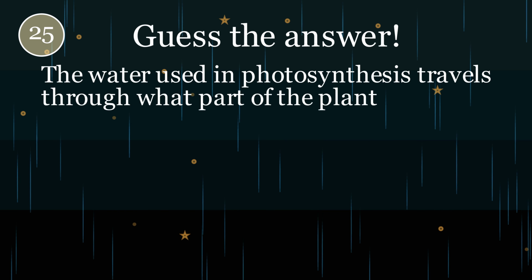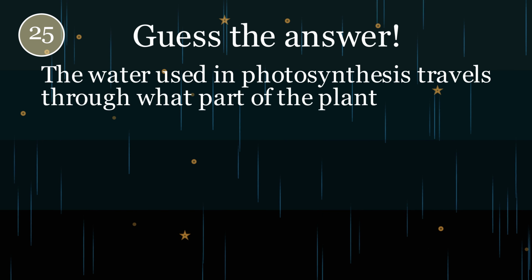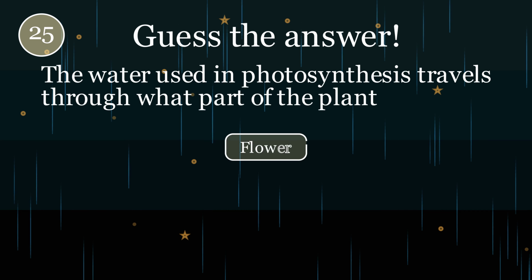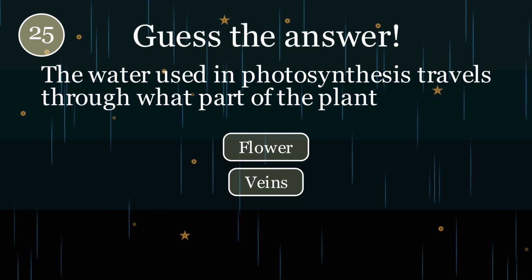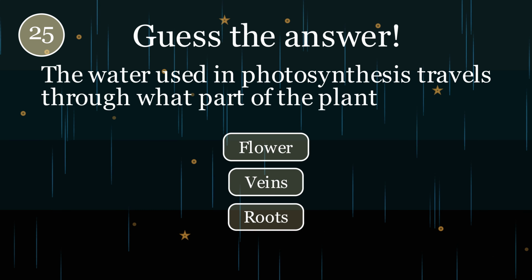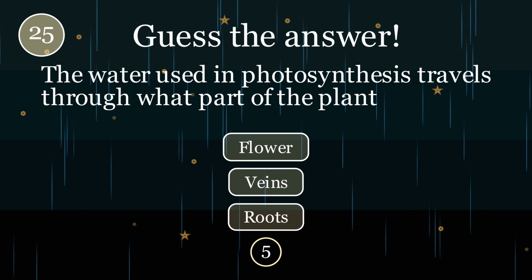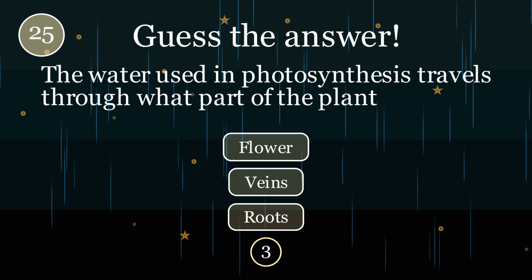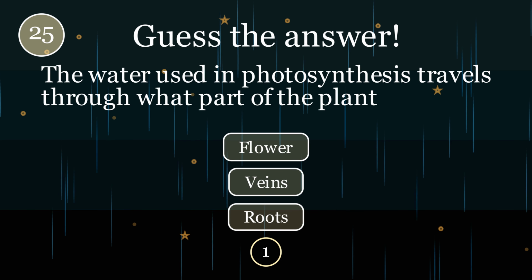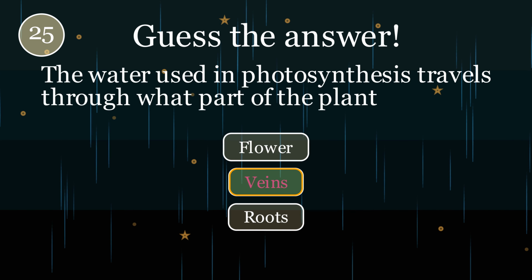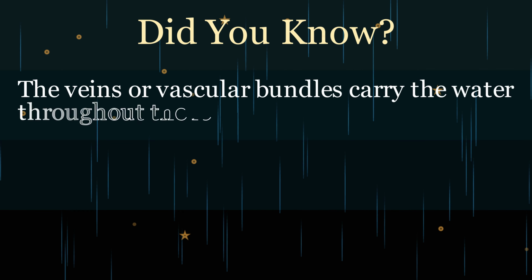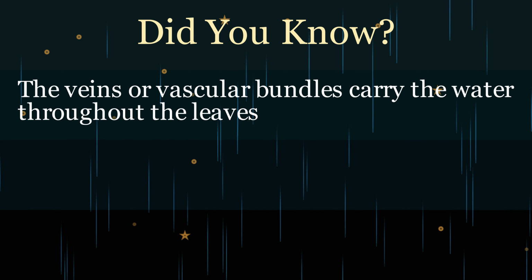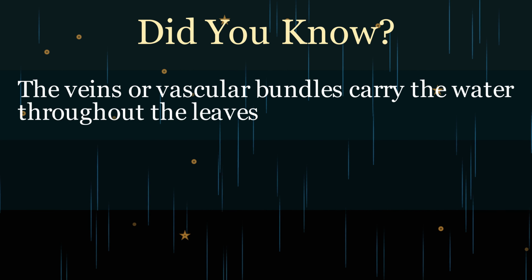The water used in photosynthesis travels through what part of the plant? Flower, veins, roots. The correct answer is veins. Here's a nugget of wisdom: the veins or vascular bundles carry the water throughout the leaves.